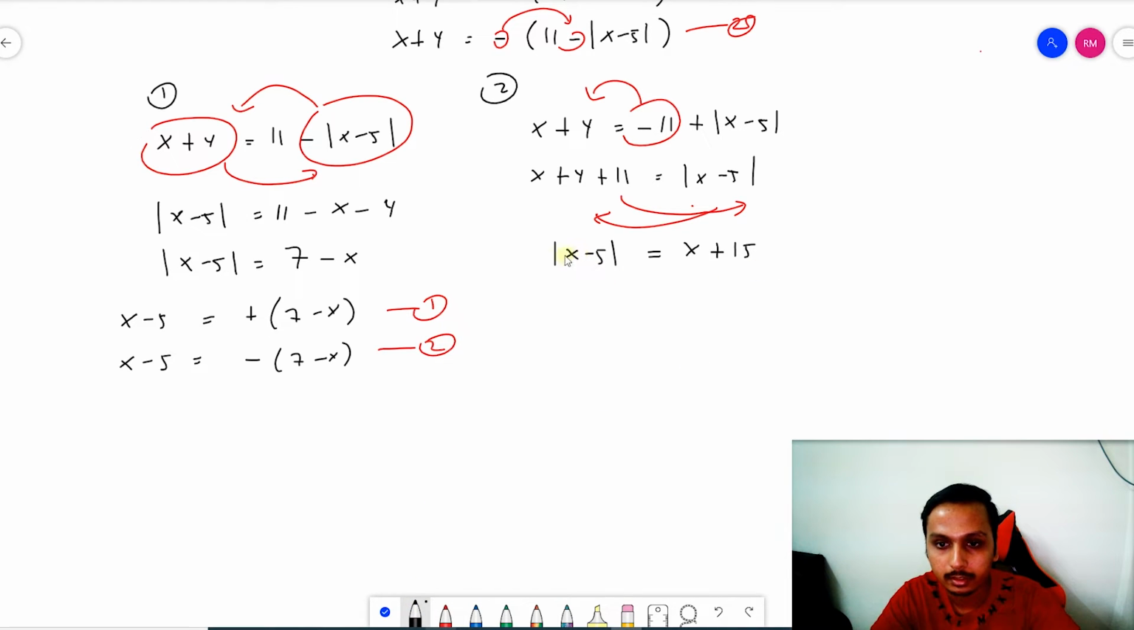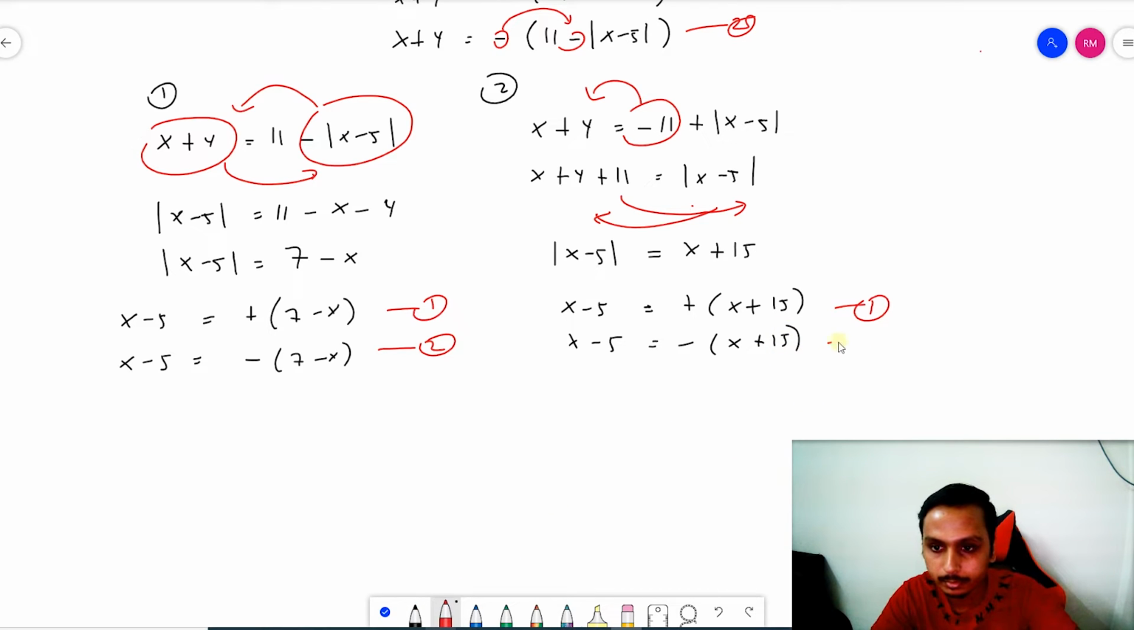Alright, and let's do for this one. So x minus 5 is equals to positive x plus 15. This is equation number 1. And for equation number 2, x minus 5 equals to negative x plus 15. This is equation number 2.